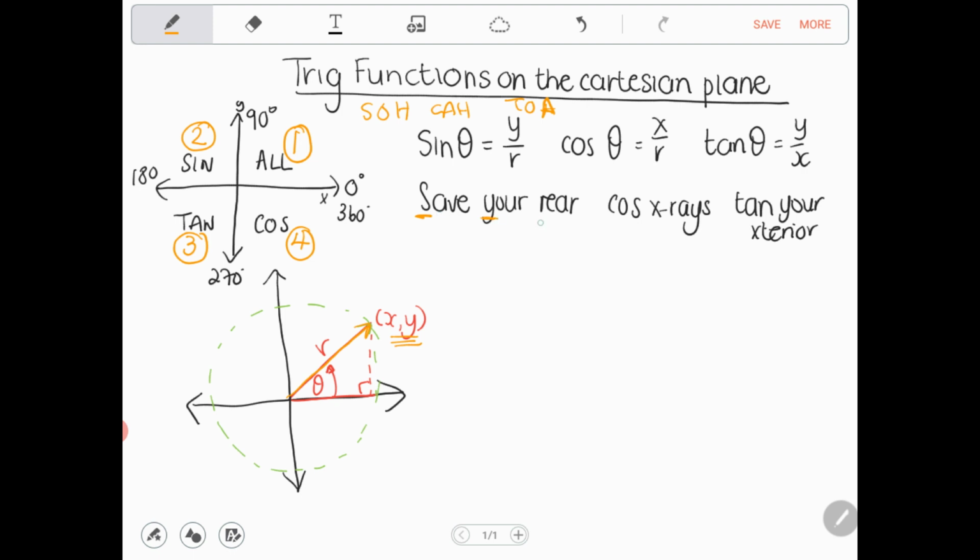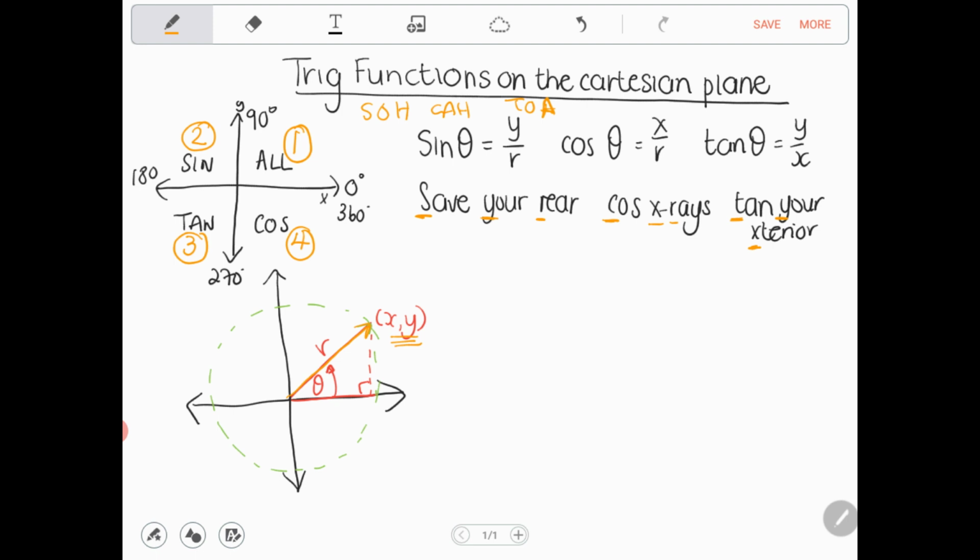Okay, and then I also gave you a mnemonic yesterday. Save your rear. So sine is y over r. Cos x raised, so cos is x over r. Tan your exterior, so tan is y over x, just to help you remember those.